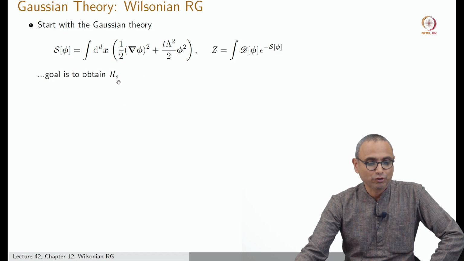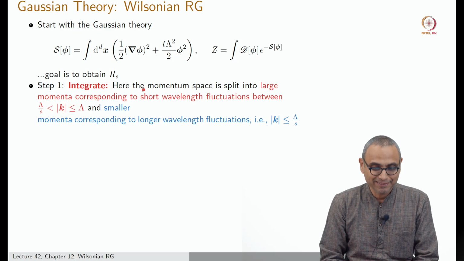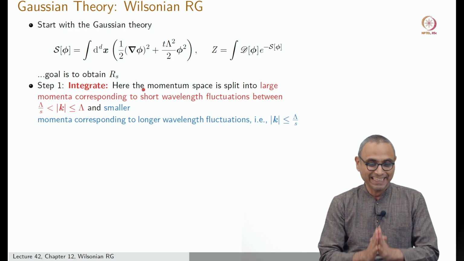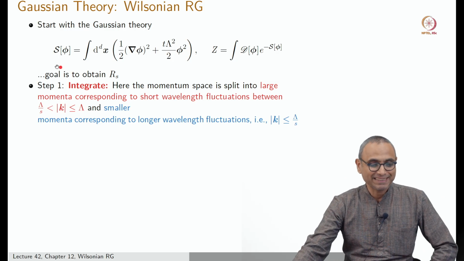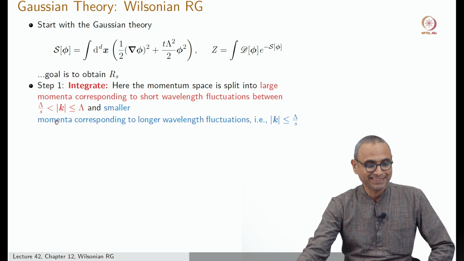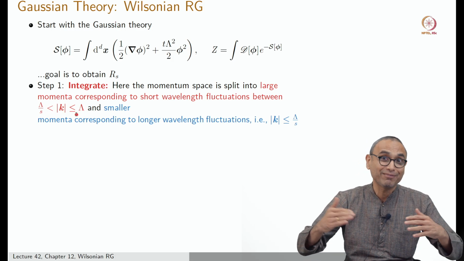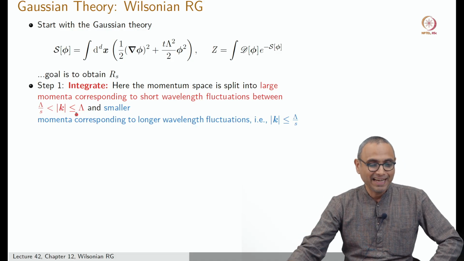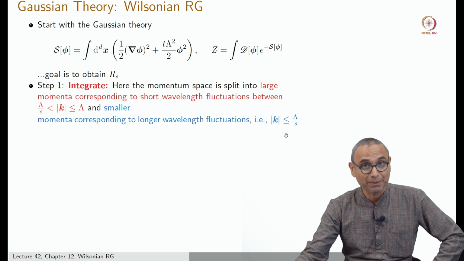And our goal of course is to obtain RS. So the first step, as we recall again, is integrate. So what we are going to do is take this momentum space and split it up into 2 regions. The region between lambda by s and lambda corresponds to short wavelength fluctuation modes, and there are longer wavelength fluctuation modes whose momenta are less than lambda by s.